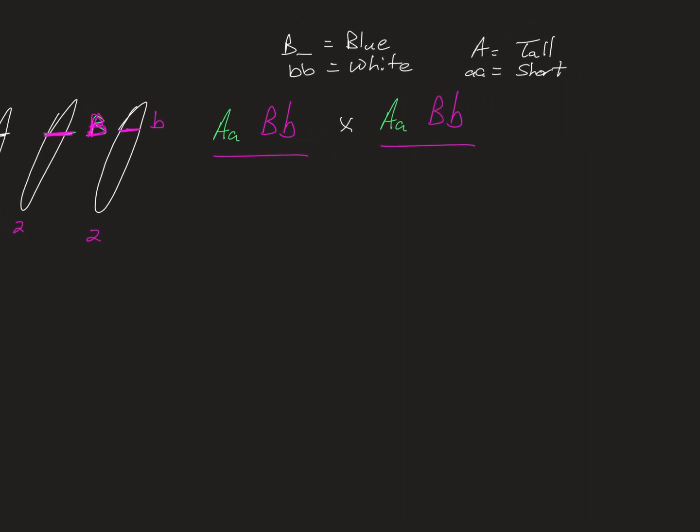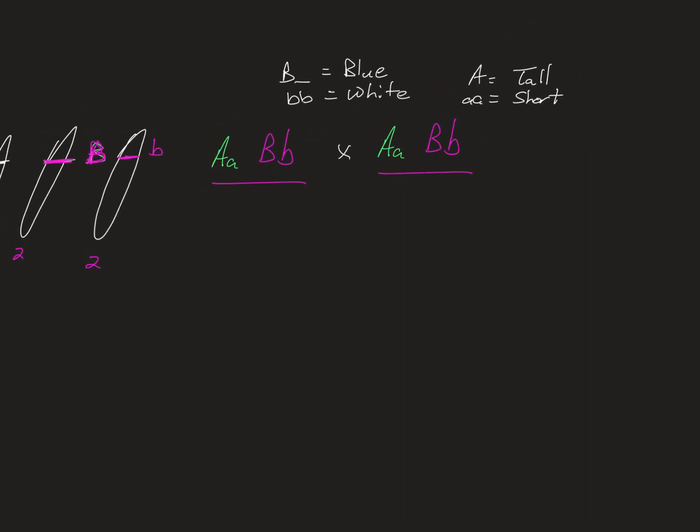Then you wonder, how many tall blue plants, let's say they're plants, how many tall blue plants am I going to have? How many short white ones? How many tall white ones? Now, I could sit there and stare at this for days and come up with some guessing numbers. I could do that. Or I could do a Punnett square.